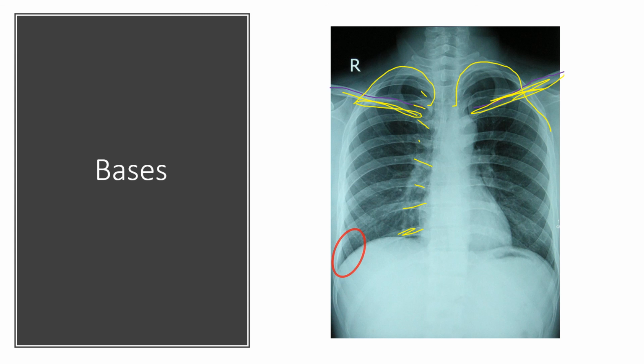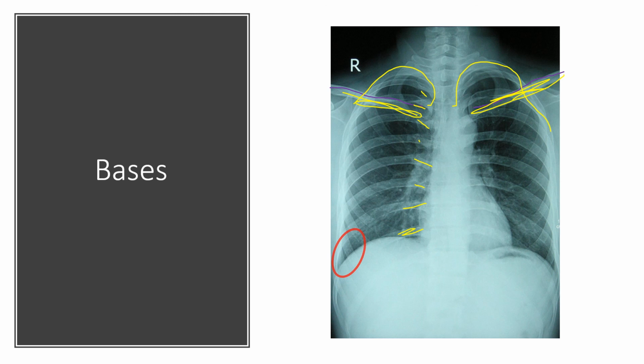So A is for apices. So that's the first thing you look at. Do I see anything weird going on in the apices? Do I see any coin lesions? Do I see any densities? Do I see a pneumothorax where there's black, right? And I have examples of pneumos later on in this presentation.